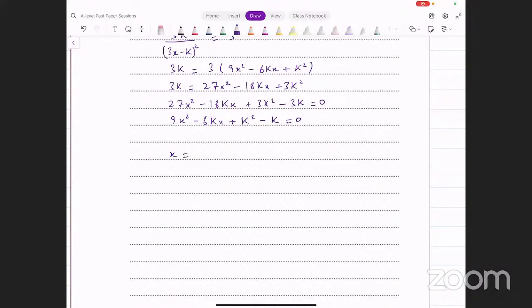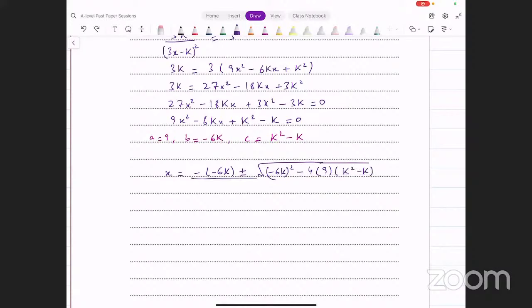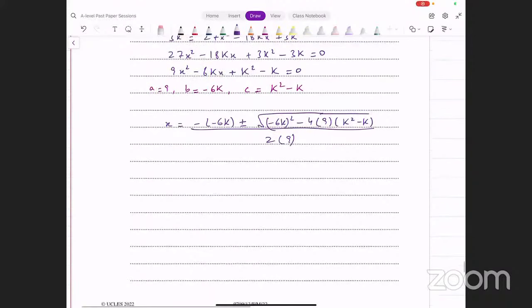We get x equals minus b. Let me write down the values of a, b, and c here, just for clarity. A is going to be 9 here. B is going to be minus 6k. And c, that's the constant, that is k square minus k. Okay? Input this into the quadratic formula. Let's see what that gives you. x equals minus into minus 6k plus minus square root of minus 6k whole square minus 4 into 9 into k square minus k, divided by 2 times 9.